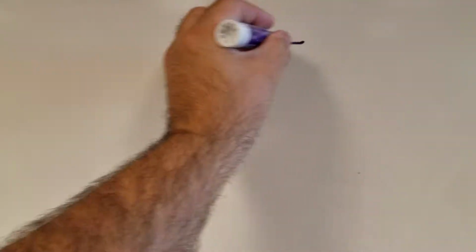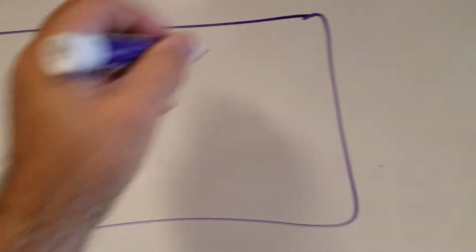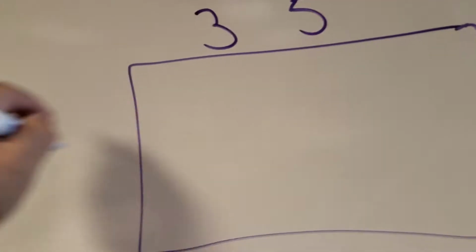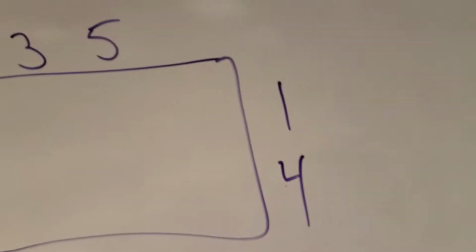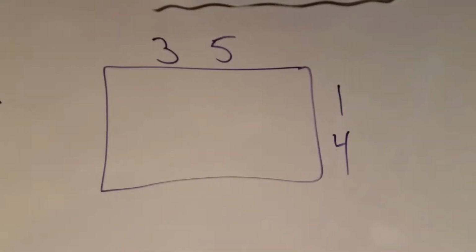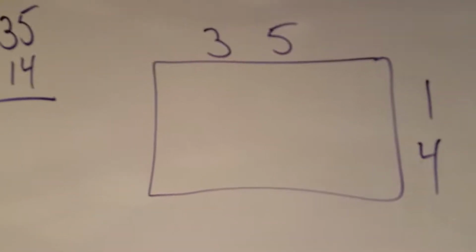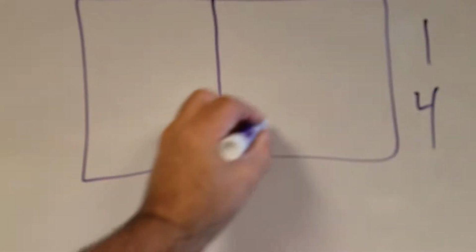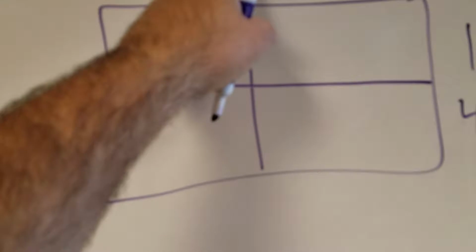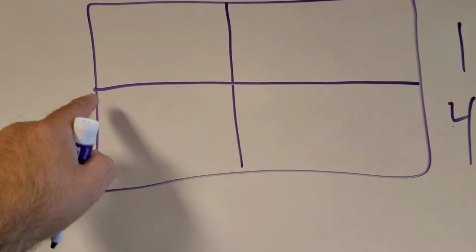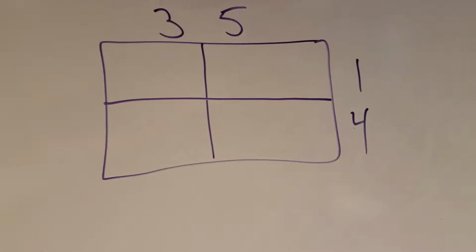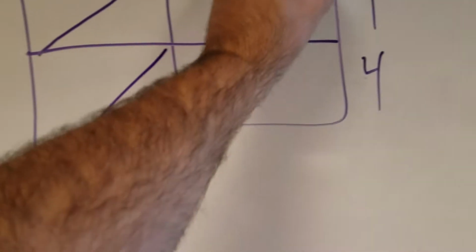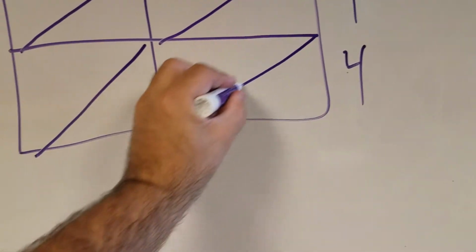So I'm going to make a big box, and I'm going to put 35 on top of the box, and then 14 on the side of the box. You're going to see how the lattice portion, like kind of the thing on the back of your porch, comes into play right now. So I'm going to cut this in half. I'm going to divide the 3 and the 5 and the 1 and the 4 in half. Then I'm going to kind of slice each box diagonally as if it were a piece of lattice.